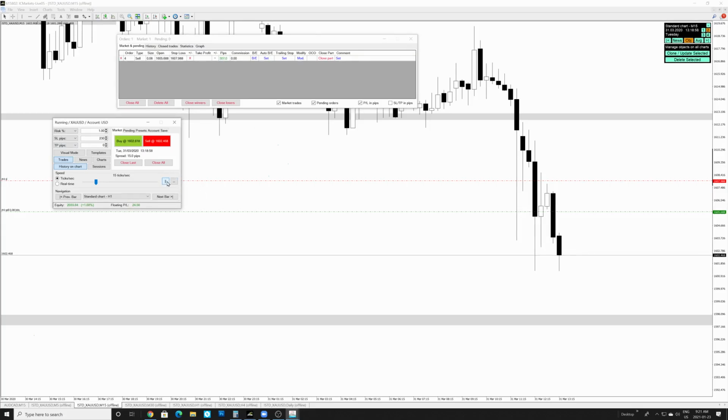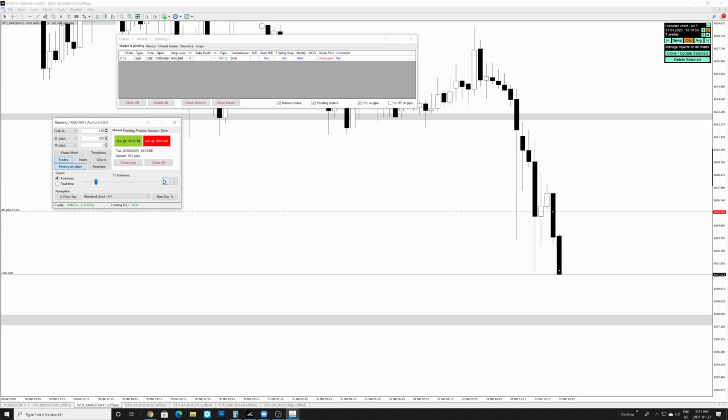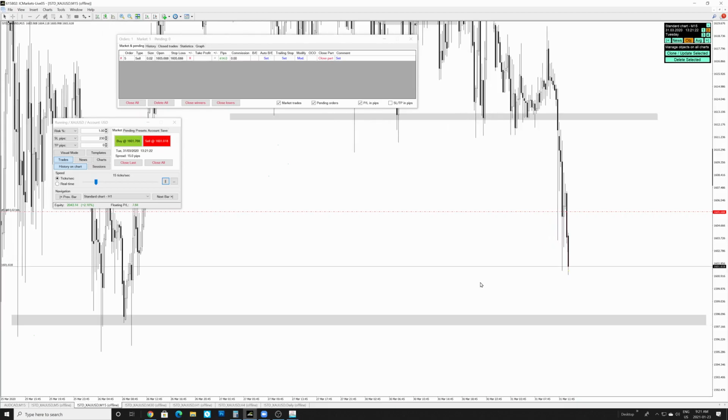Actually, hold on. Getting a little precise over here. So right here, we're going to close our positions, close around 80% right over here, and leave the rest running at break even. And if this continues down to the zone over here that we had planned to the left-hand side, I think it should tap into that.